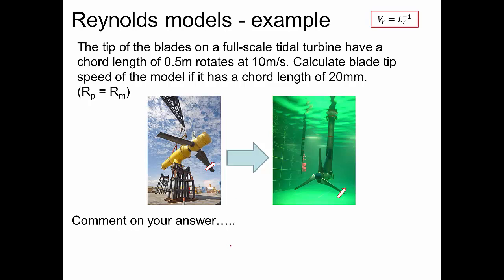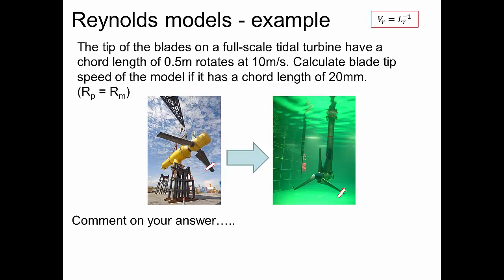Okay, so here's another problem that I have to face. So the Reynolds number across a full-scale device might be approximately about 1 times 10 to the 6, so almost a million, which is not uncommon. You get similar numbers for wind turbines. So we're saying the tip of the blades on a full-scale tidal turbine have a chord length of 0.5 meter, and the tip speed will be 10 meters per second.